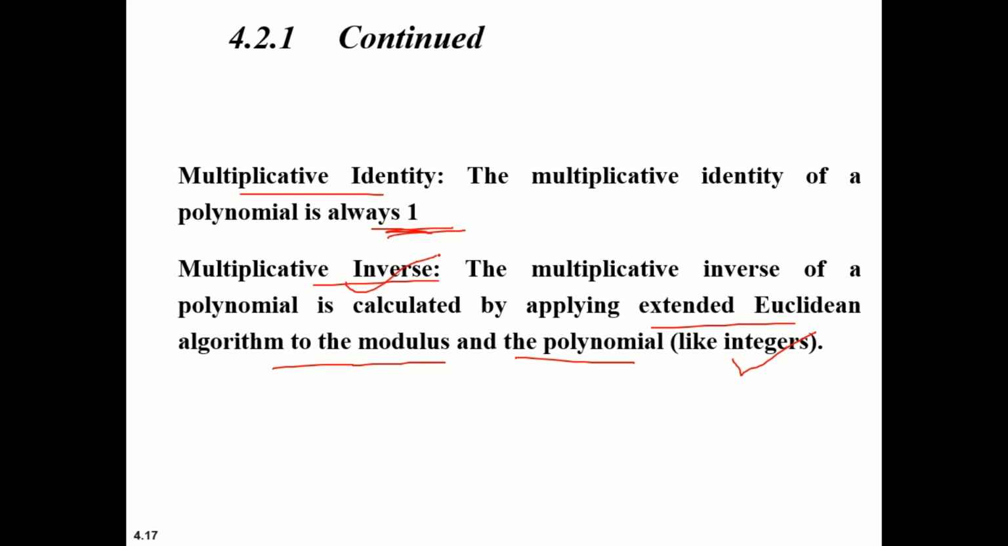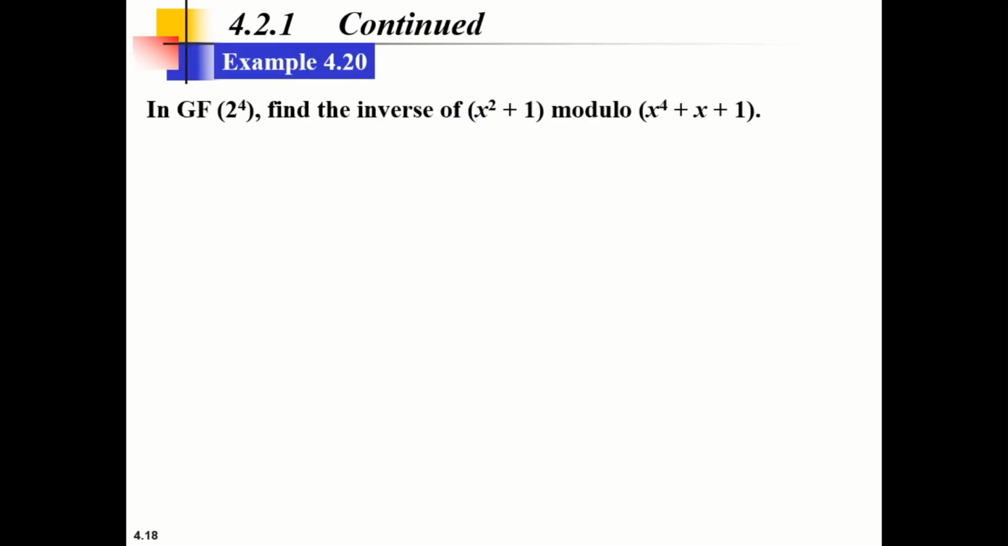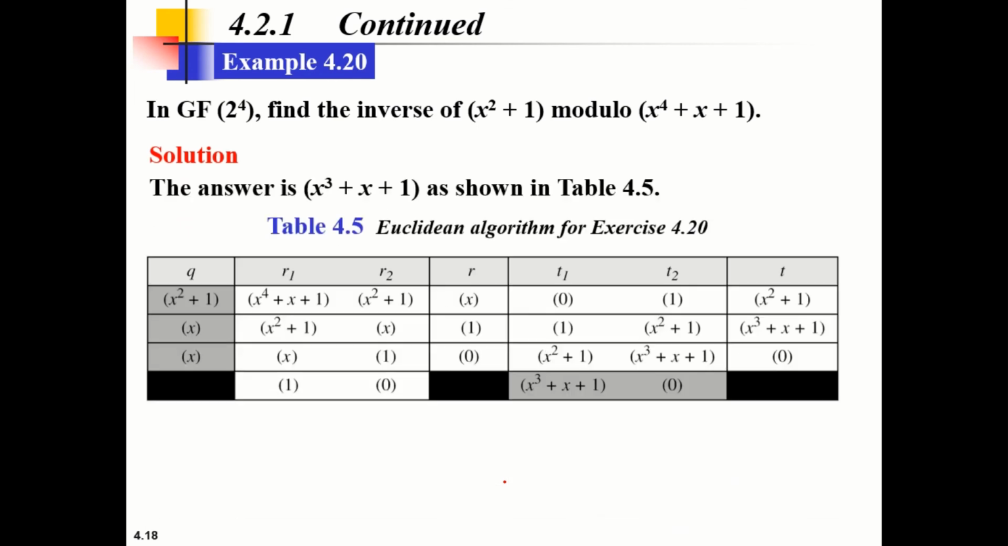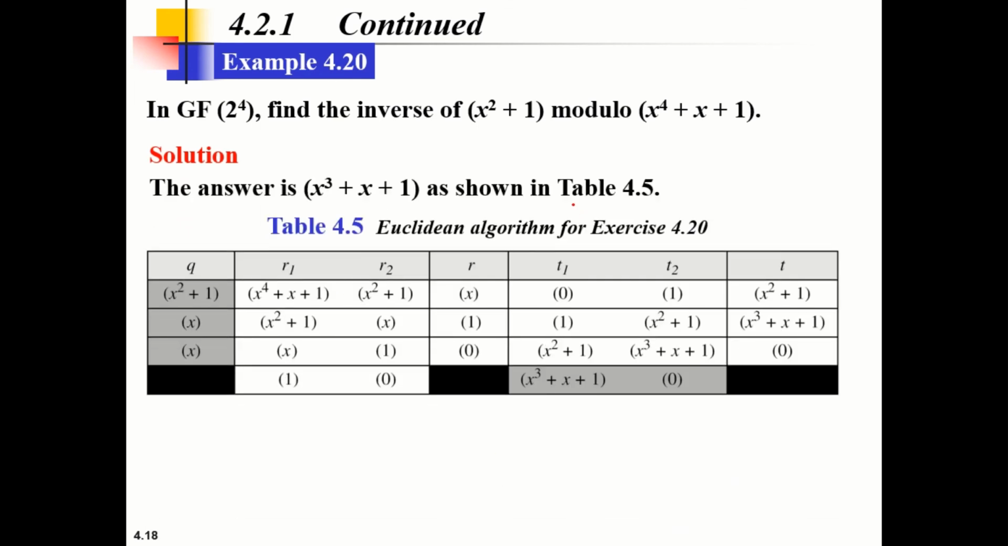Until now we have found the inverse of integers, the multiplicative inverse. Now we'll be calculating the multiplicative inverse of the polynomials as well. Right? Okay. So this is how we do it. This is the given field. Fine. And you have to find out the inverse of this polynomial modulo this polynomial. Okay, now how do we do this?